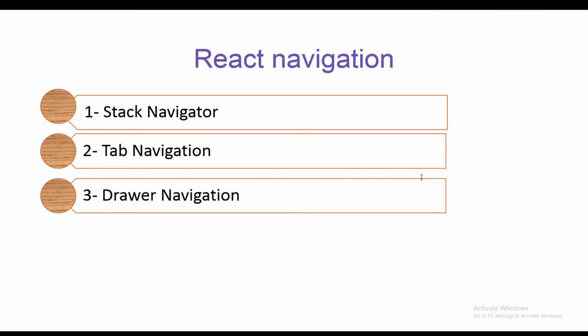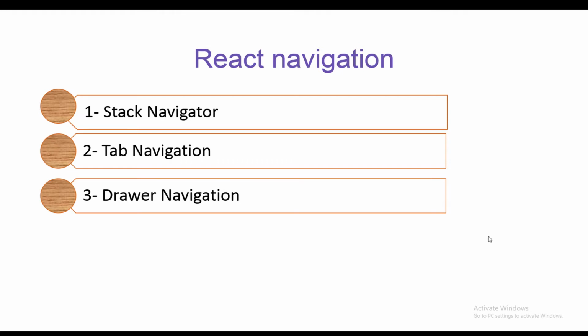So if you choose React Navigation, and that's what we discuss in this course, you will face three types of navigation. The first one is Stack Navigator. The second is Tab Navigation. The third is Drawer Navigation. We will discuss the three navigations in detail, and we start with Stack Navigator.